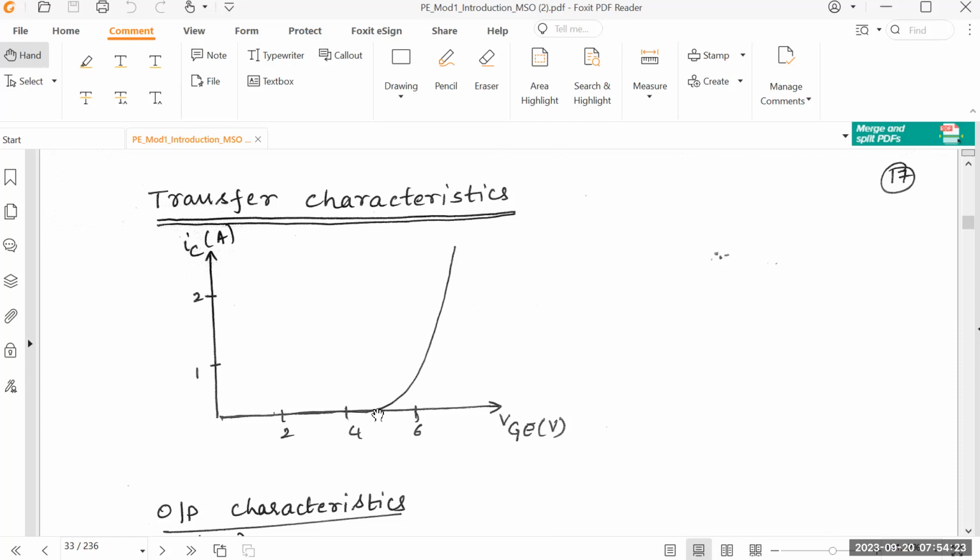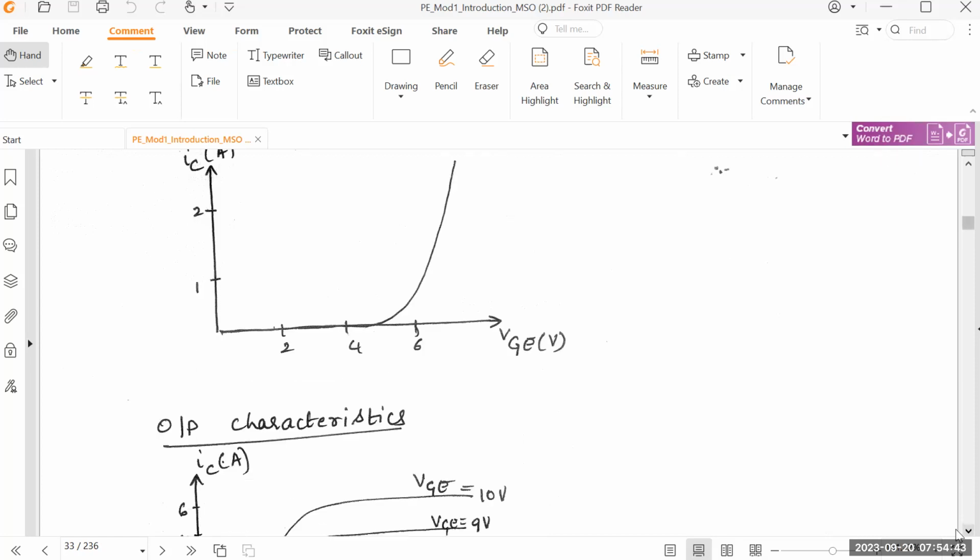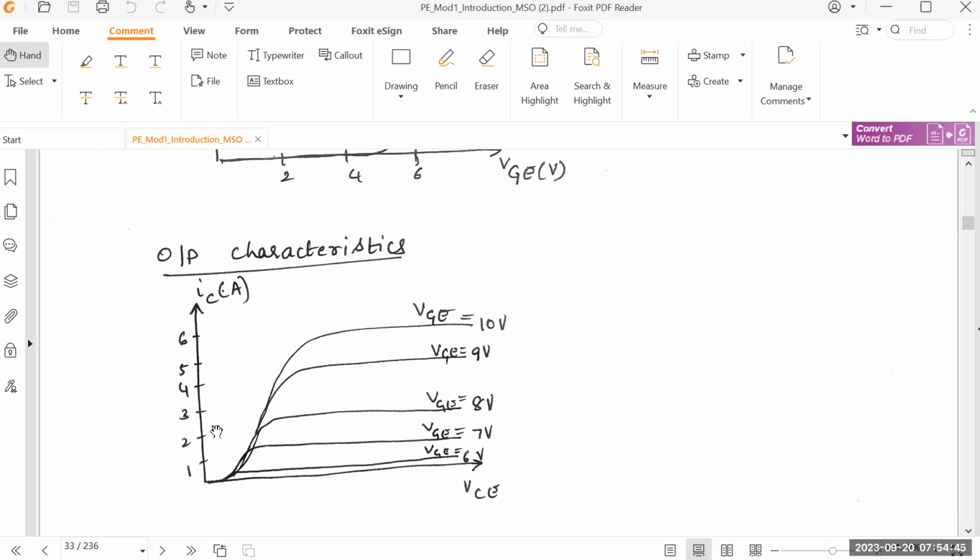So from there it will be increasing. This is called the cutoff region, and whenever it starts increasing, that's where we say the transistor is coming into the on state. Once it comes into the on state, then depending upon this voltage, the current also will increase. So that's about the transfer characteristics, and now the output characteristics.